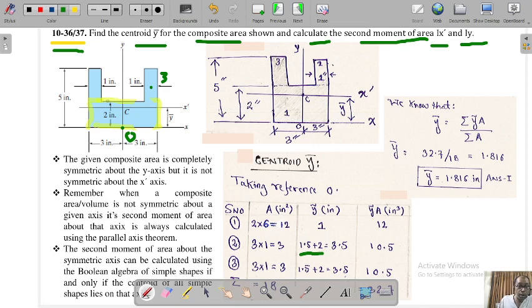Same for this one also: this will be the centroid, and I can easily deduce the centroid of this rectangle as somewhere around 1 inch. So these three green points are the centroids: this is the centroid of 3, this is the centroid of 2, and this green point is the centroid of the rectangle.